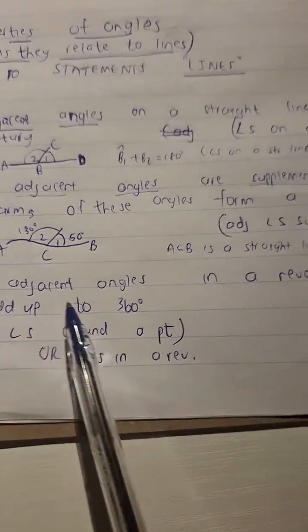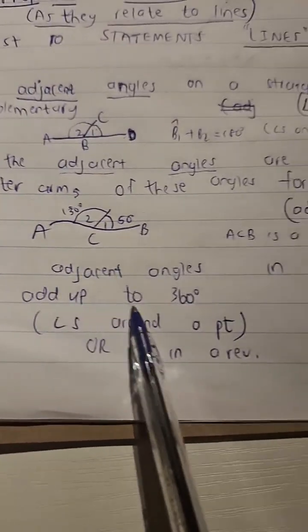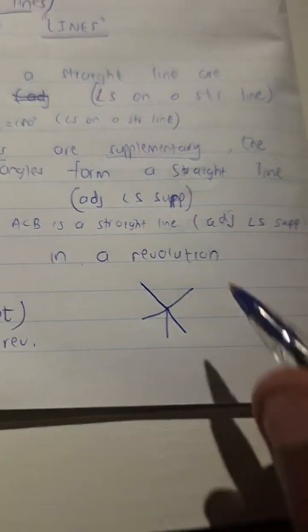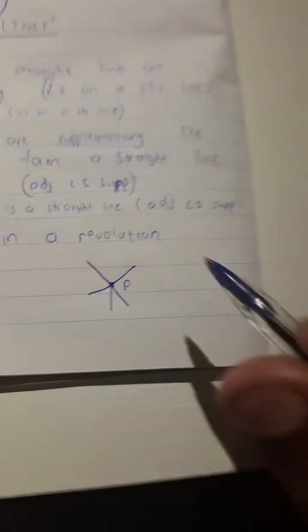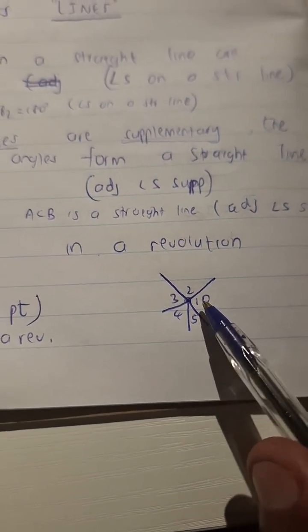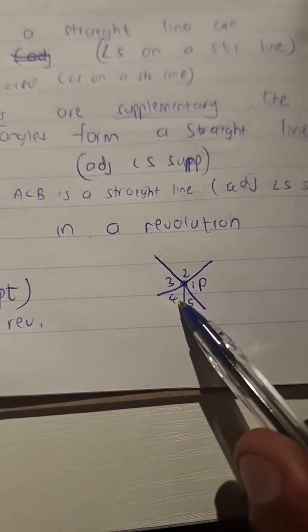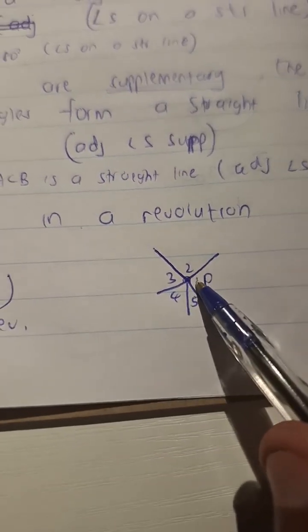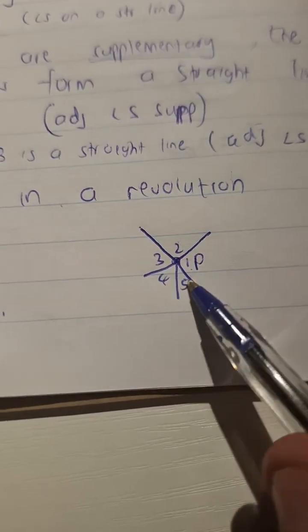Number 3, the adjacent angles in a revolution add up to 360. I repeat, the adjacent angles in a what? In a revolution. So let's look at this. Let's say this is point P. That is 1, 2, 3, 4, 5. I'm sure you can see something here. Angle P1, angle P2, angle P3, angle P4, angle P5, all these are angles that are next to each other. 1 is next to 2, 2 is next to 3, 3 is next to 4, 4 is next to 5.